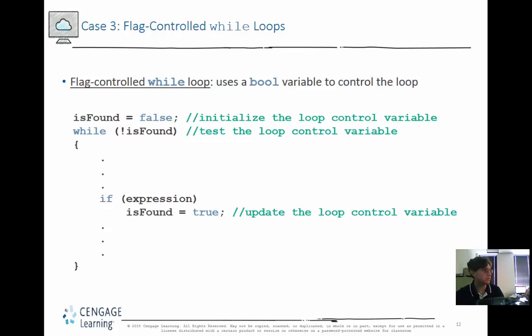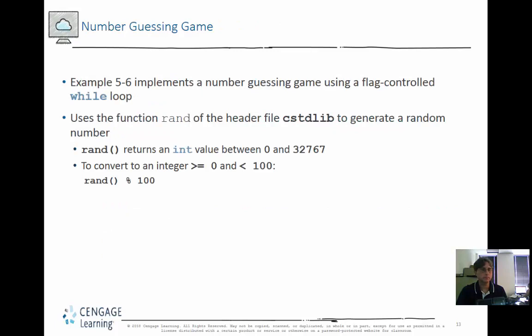If a certain expression evaluates to true, a certain condition is met, then you're going to trip that flag and change it, like is found to true. Then the next time you go through the loop, that'll exit out of the loop. So it's similar to a sentinel control loop, but it's set up a little bit differently. You've got more of a Boolean variable involved. So it's a flag controlled loop. I like to have a little example in the book, maybe of a guessing game.